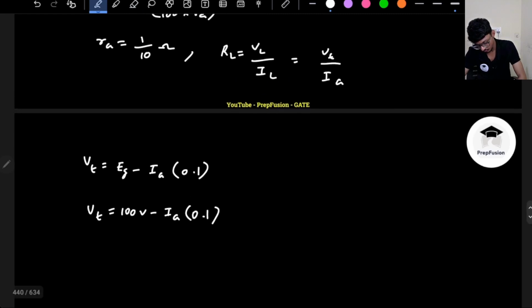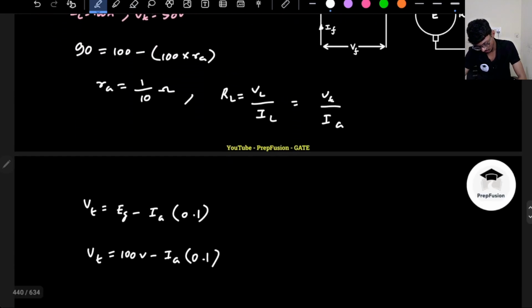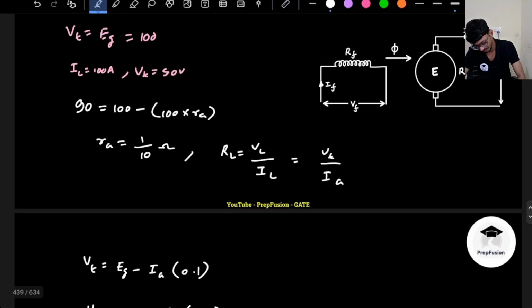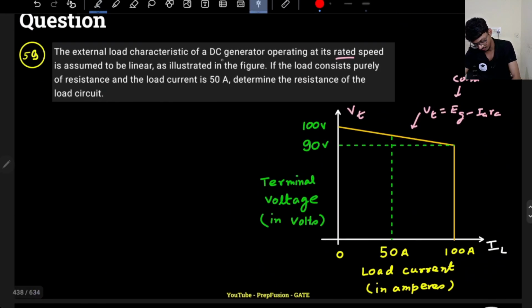Okay, so the load current they have mentioned is 50, right? So IL I already know is 50 amperes, because they have told me the load is taking 50 amperes of current.